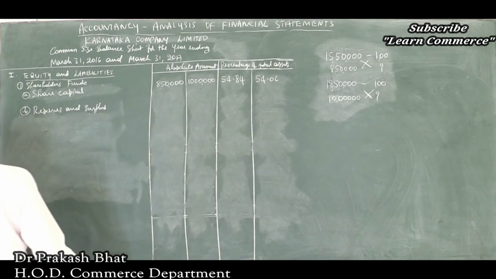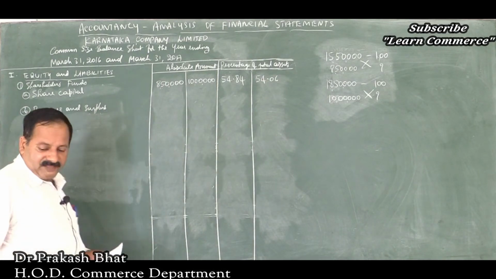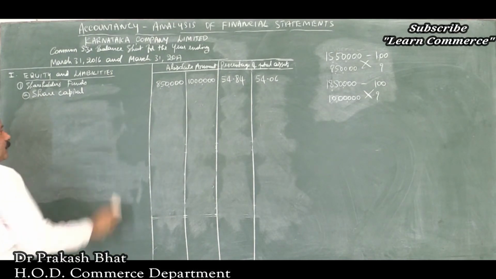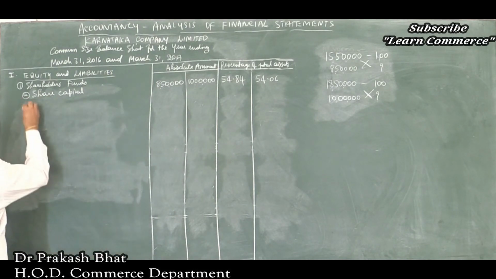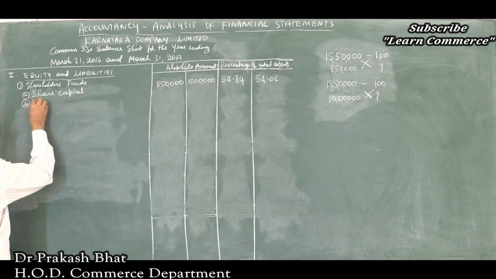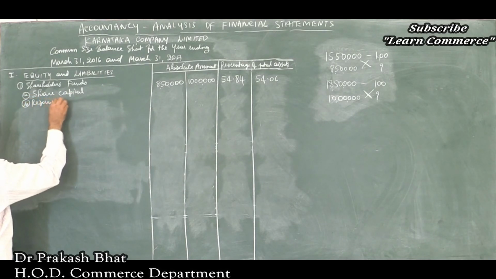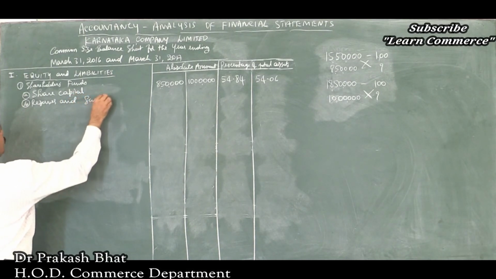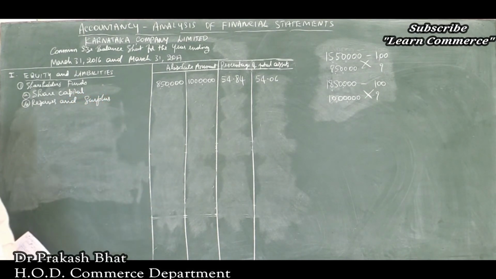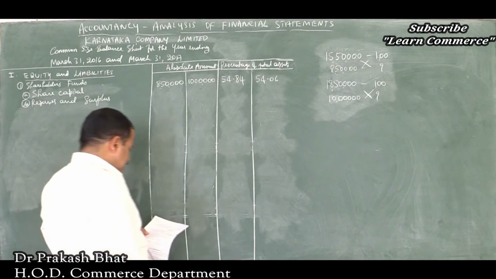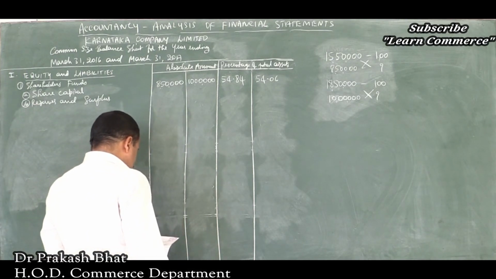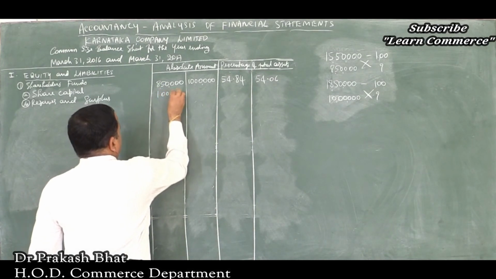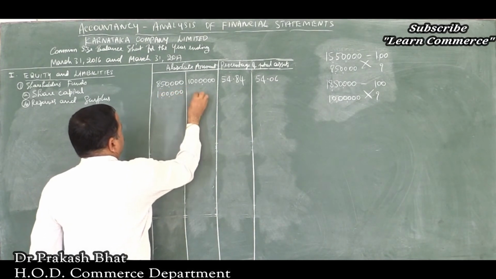Then second one, that's point B, reserves and surplus. Point B, reserves and surplus. Because it comes under shareholders' funds only, right? Yes, reserves and surplus, write the amount 1,50,000 and 50,000.